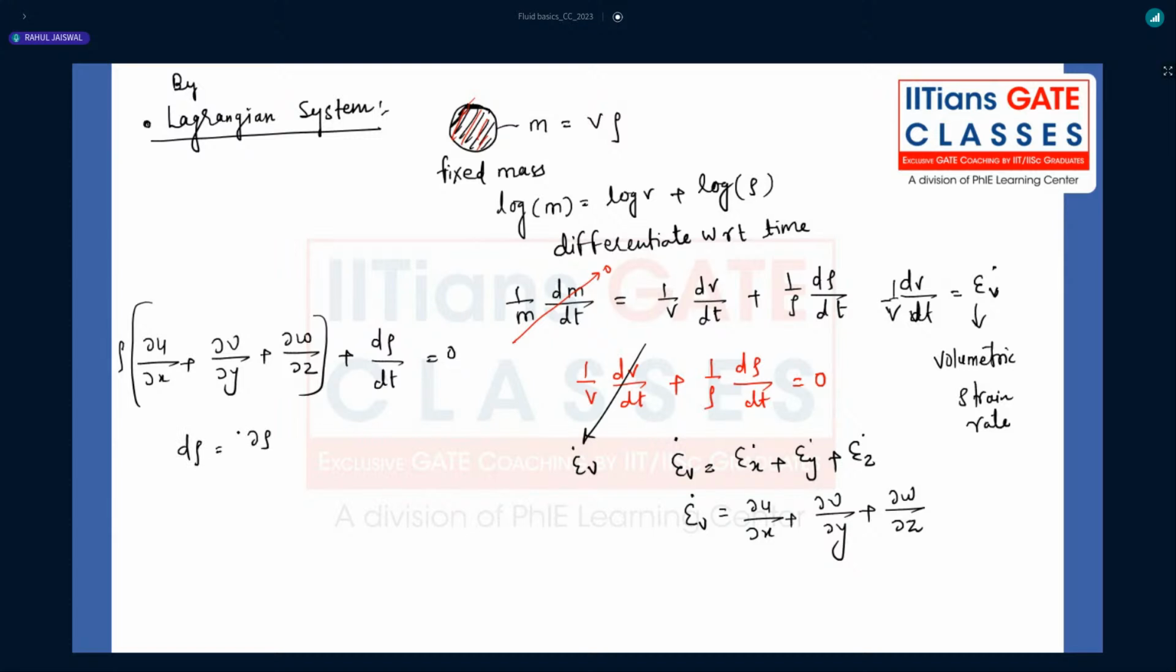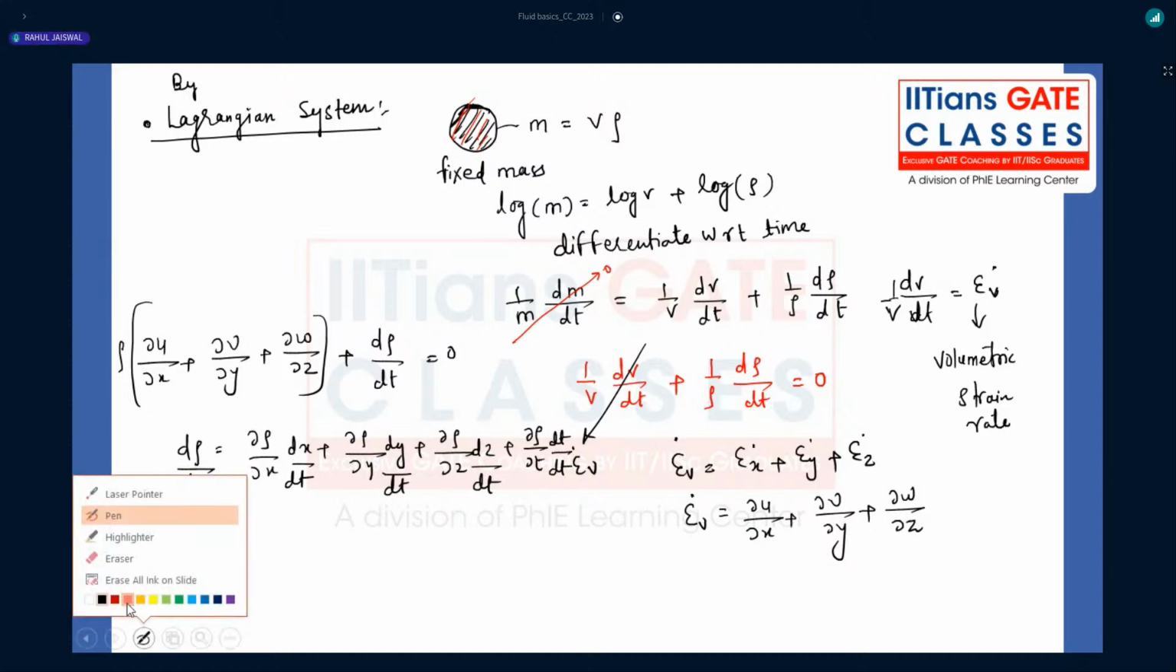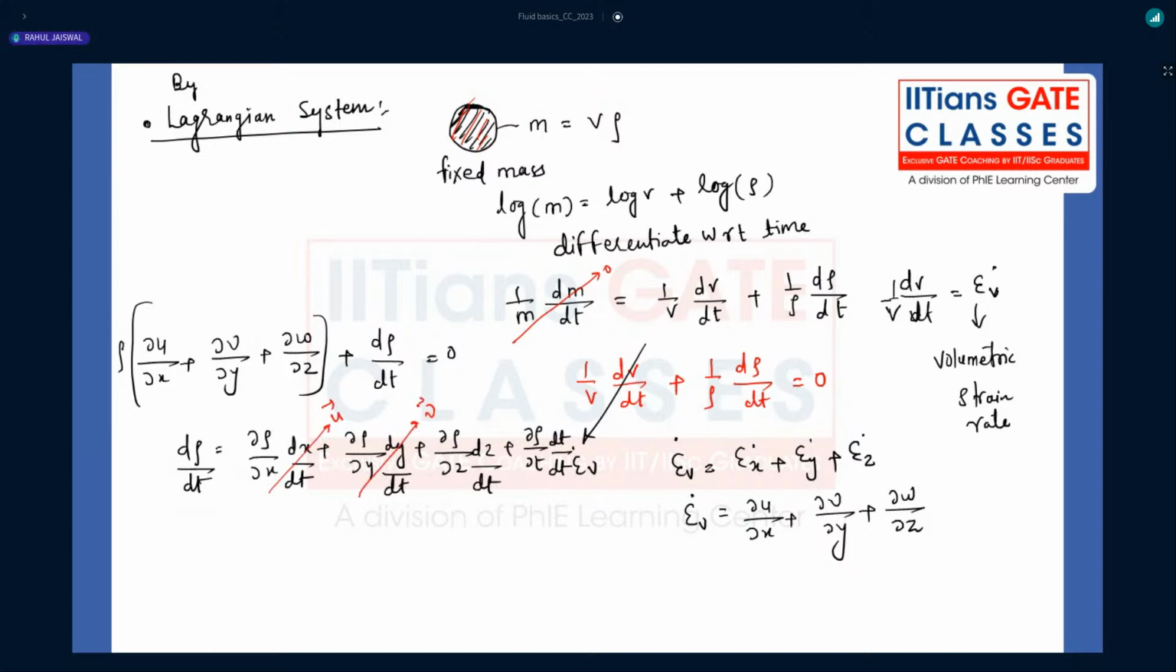Once again, by the rule of partial differentiation, ∂ρ/∂x into dx plus ∂ρ/∂y into dy plus ∂ρ/∂z into dz plus ∂ρ/∂t into dt. Divide by dt. So what will we be getting? This term will be u, this term will be small v, this term will be small omega, that is w, and this term will be 1.